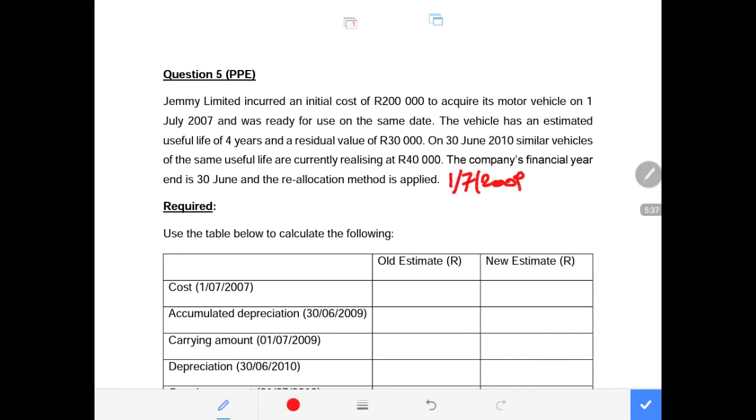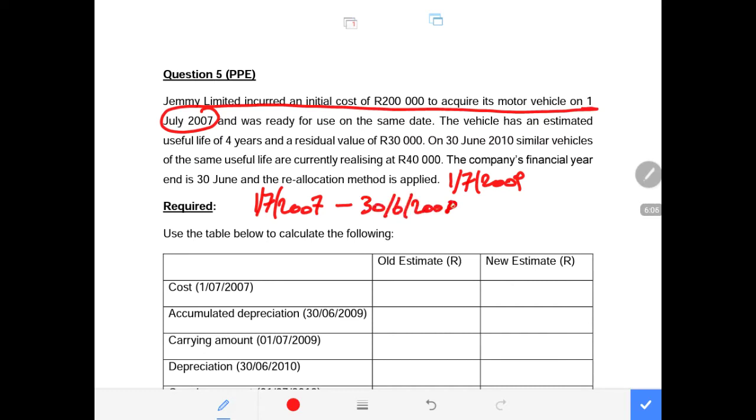That means we need now to calculate the carrying amount from the date the asset was available for use, which is the 1st of July 2007, up until the 1st of July 2009. And we can see that this is 2 years. That means 1st of July 2007 up until 30th of June 2008. This is 1 year.